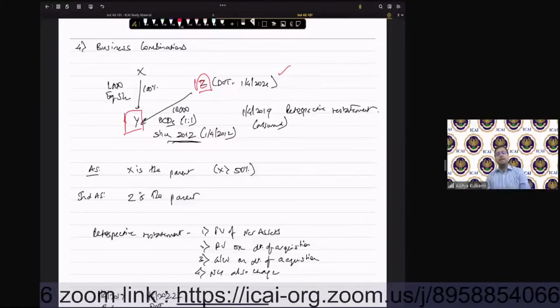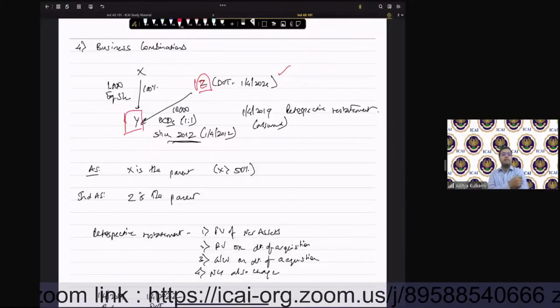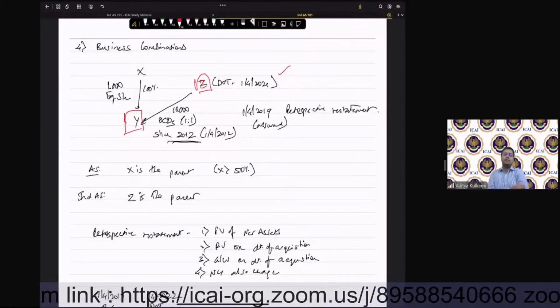Who becomes the parent under Ind AS? Will X continue to remain the parent or will Z become the parent?